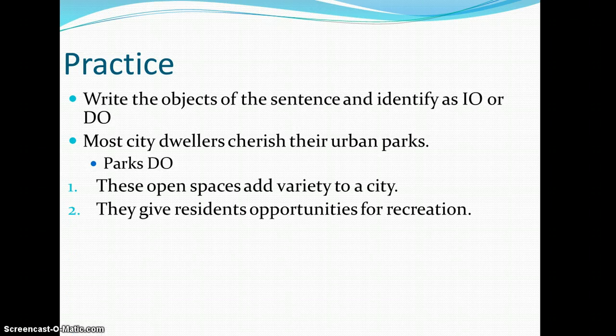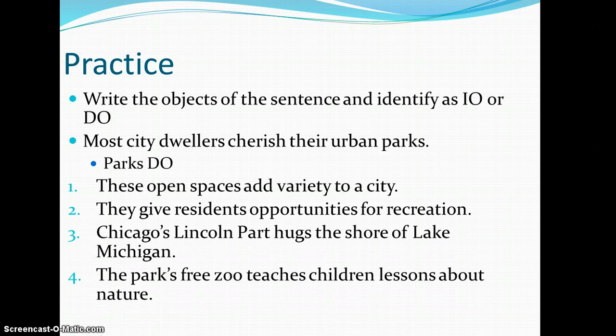Here are those sentences to practice. I believe there are just 4 of them. Okay, so go ahead and answer on your paper, identifying the indirect and or direct objects in each of the sentences. We're going to do some more practice tomorrow in class.